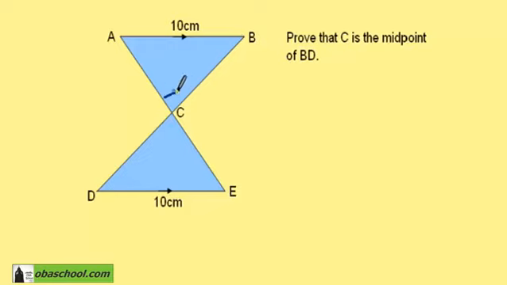First, we can see that this angle is equal to this angle. The angle DCE is equal to the angle ACB. The reason is that they are vertically opposite angles.